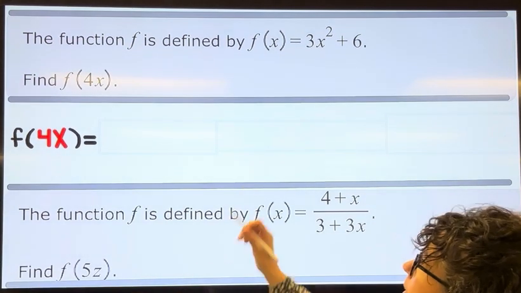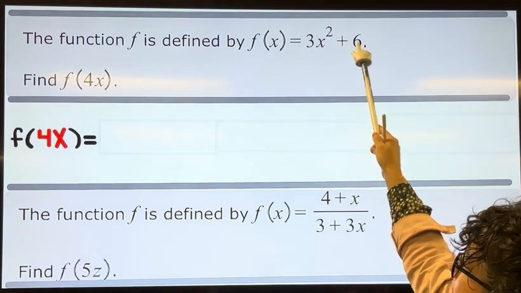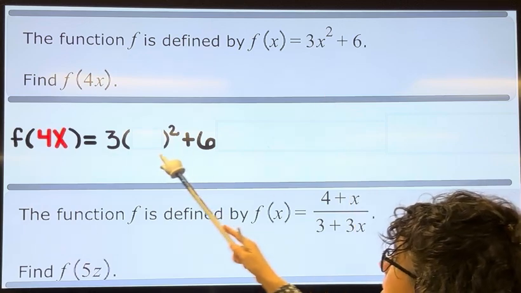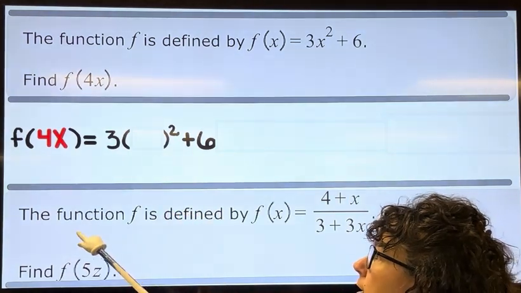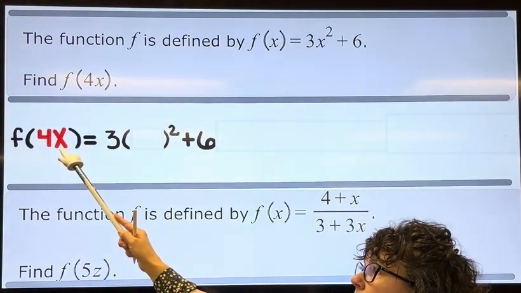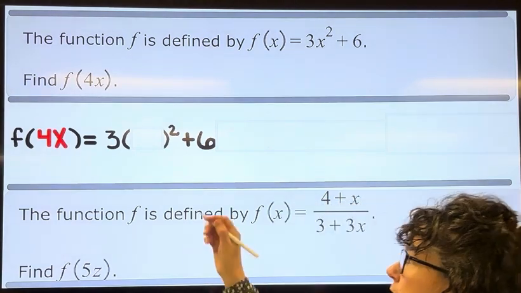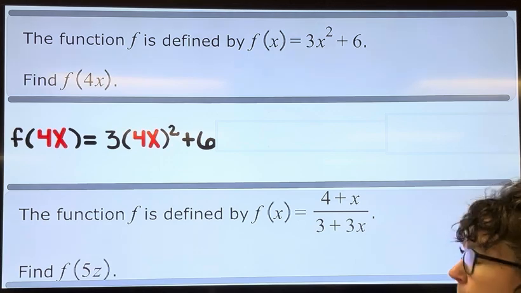Okay, so for this one, my equation is 3x squared plus 6. So I'm going to grab 3x squared plus 6 and put a set of parentheses where the x used to be, and then whatever is inside the parentheses is going to go in for every place where the x used to be. So I'm going to put the 4x there.